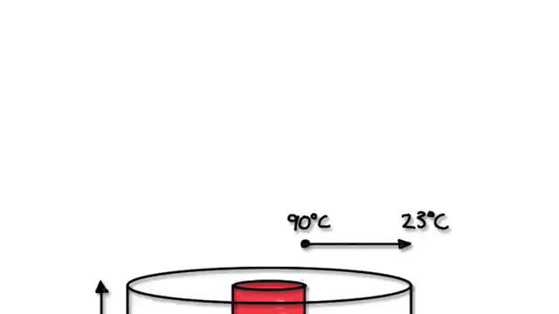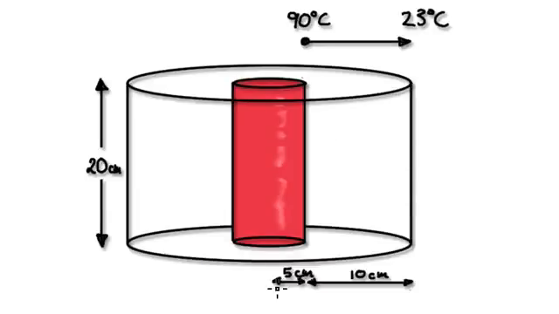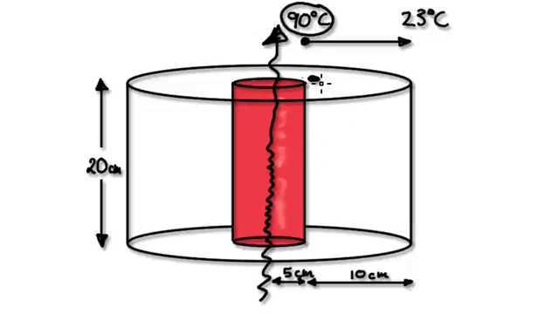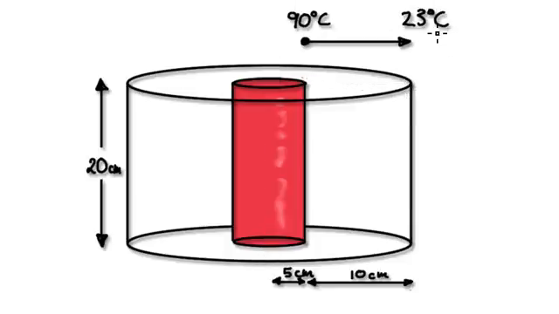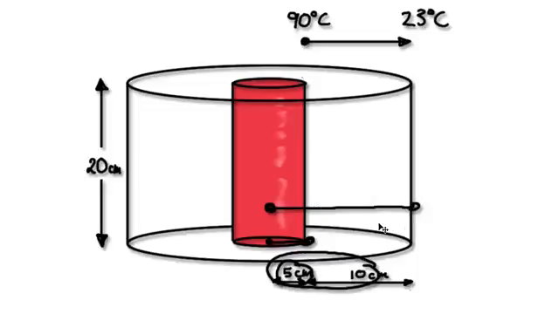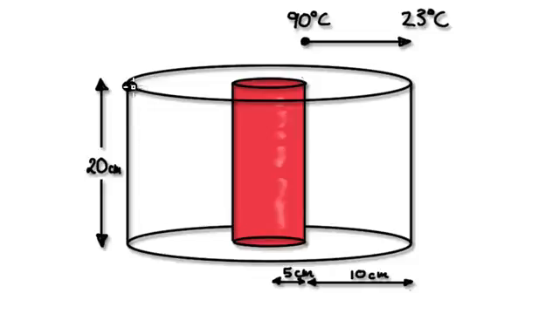Okay, let's give you guys some more practice. So imagine you've got some hot water flowing through a metal pipe. This red thing here is your water flowing through the metal pipe. The temperature here is 90 degrees, and then as you move out here, the temperature is 23 degrees Celsius. From the center to here is 5 centimeters, and from the center to here will be 15 centimeters. The height here is 20 centimeters, and the height here is also 20 centimeters.